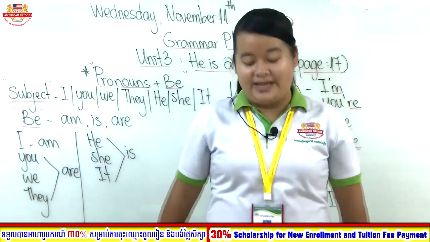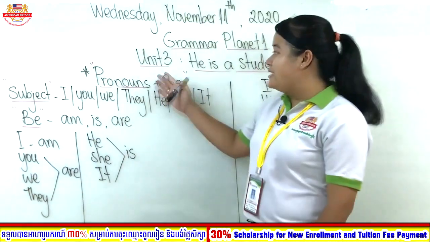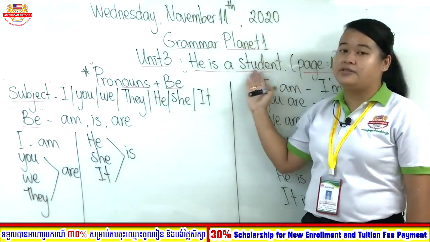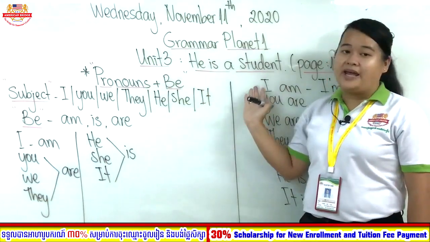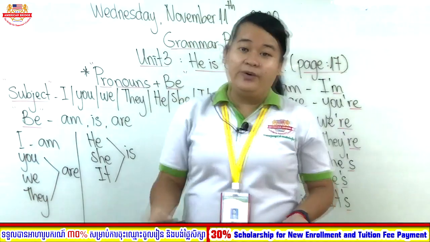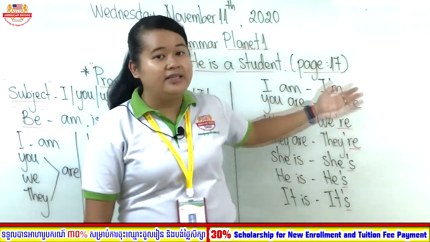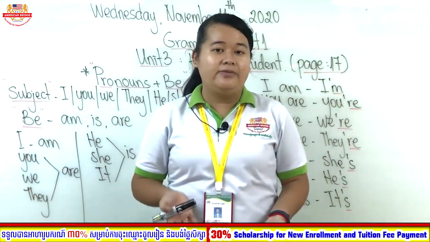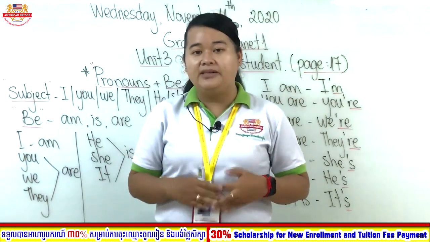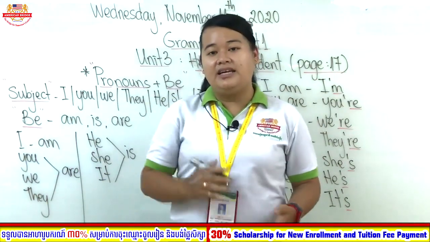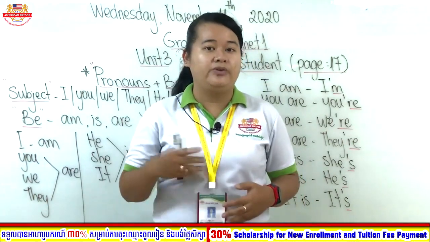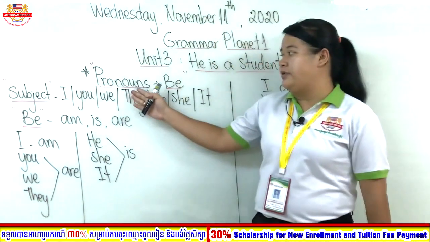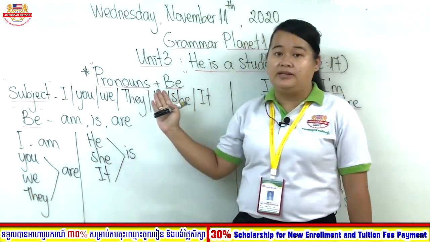Okay, so now let's look at the whiteboard first. Our lesson today focuses on Unit 3, where we talk about: He is a student. Teacher wants you to open your book right now to page 17 in Grammar Planet 1. On page 17 today, we learn about pronoun plus be. Let me explain first before we move to our book. Everyone, let's look at the whiteboard. Here is the pronoun plus be that you need to learn for today.